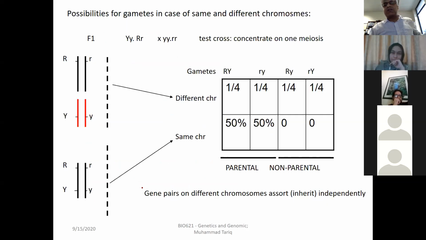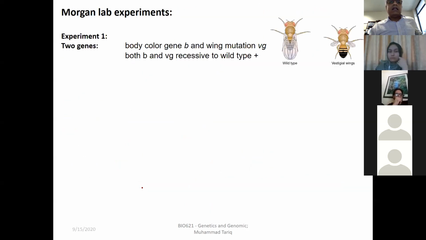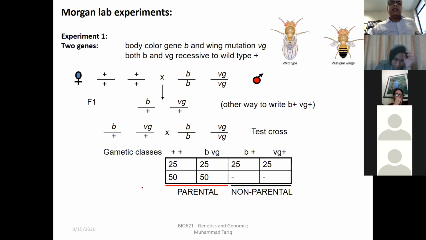Yeah, this is what we were just talking about. Black vestigial, these are the numbers you expect. Parentals, plus means plus for brown, you can assume it B, and this one is capital VG, homozygous. So here plus means capital B, and here plus means capital VG. This is what they were trying to see.